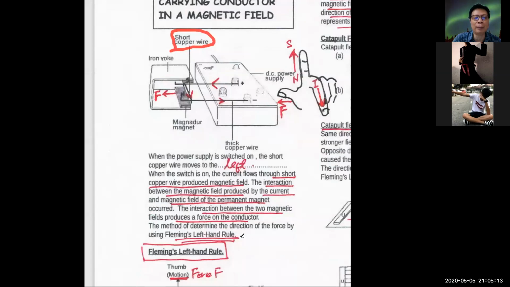Please highlight Fleming's left-hand rule. You learned a lot of hand rules. In lesson one, you learned the right-hand grip rule. Now, another one: Fleming's left-hand rule.